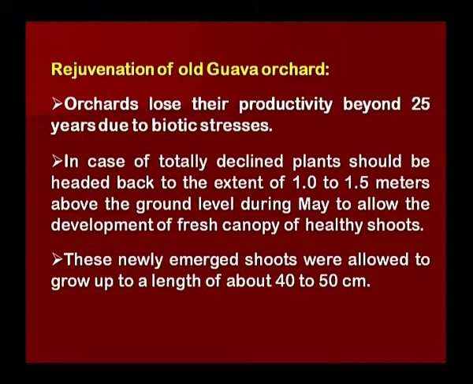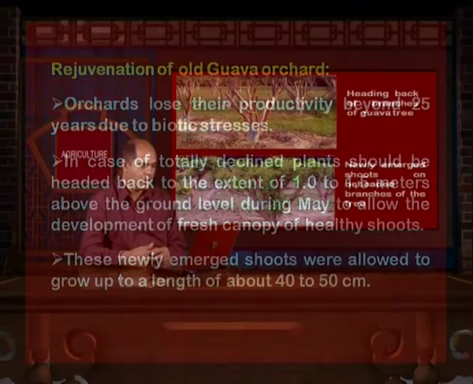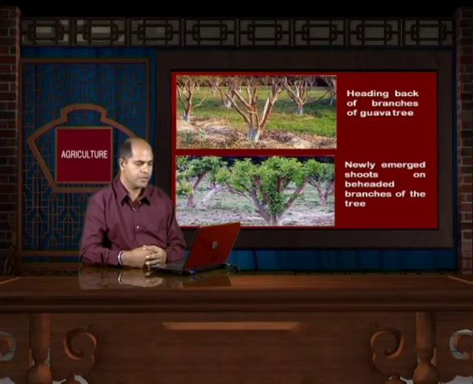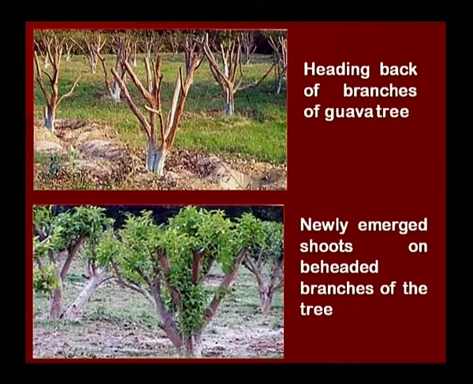These newly emerged shoots were allowed to grow up to a length of about 40 to 50 centimeter. In this slide, the first picture shows the heading back of branches of guava tree, and the second picture shows newly emerged shoots on beheaded branches of the tree.